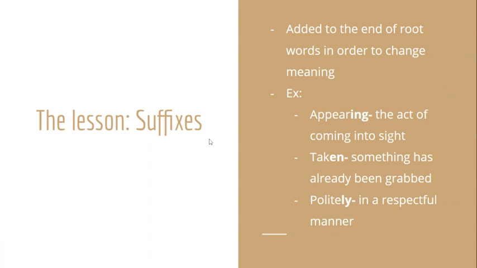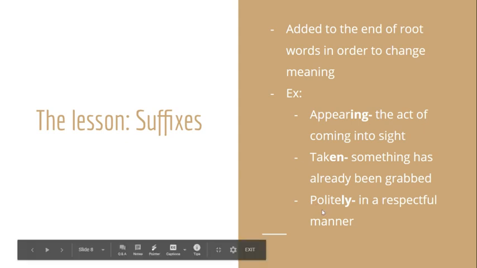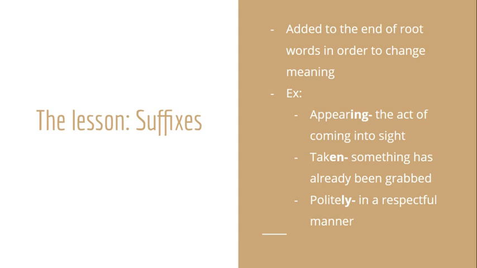Then you will need to move on to suffixes, and suffixes are added to the end of the root word in order to change meaning. So it is the opposite of a prefix. Whereas prefixes are added to the beginning of words, suffixes are added to the end of words. For example, in appear, if you add ing, appearing, it is the act of coming into sight. As in taken, you add en to the end of take, and it is the past tense of grabbing something. And if you add ly to polite, it becomes politely, and it means in a respectful manner.